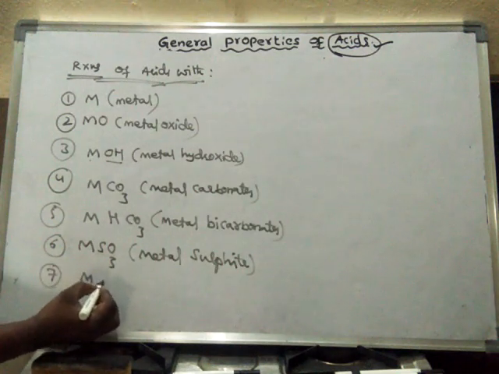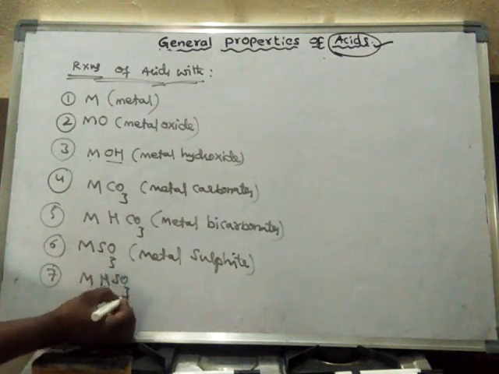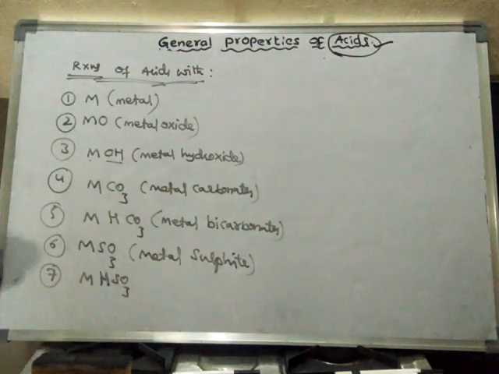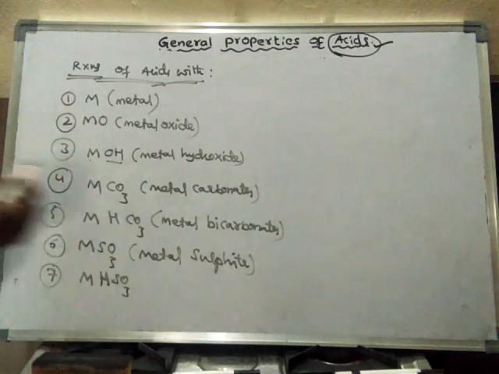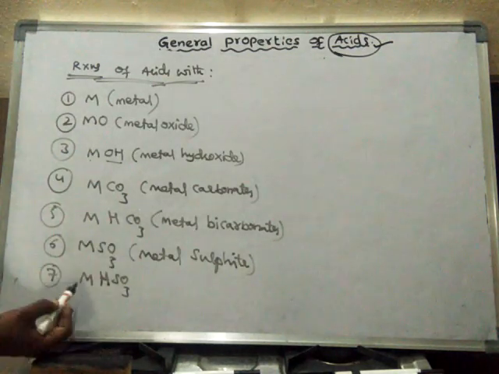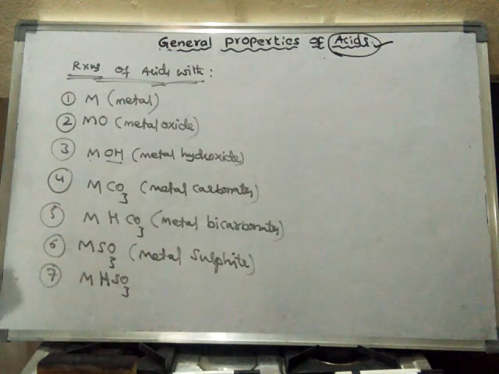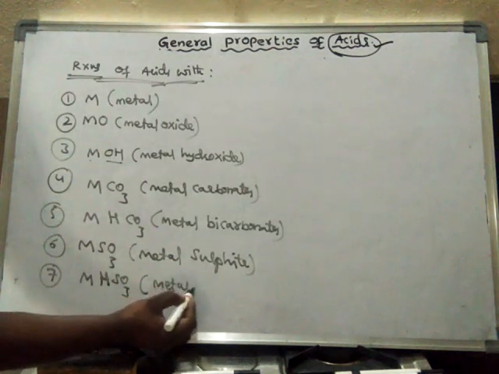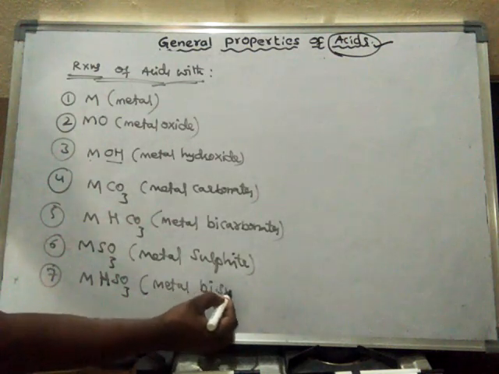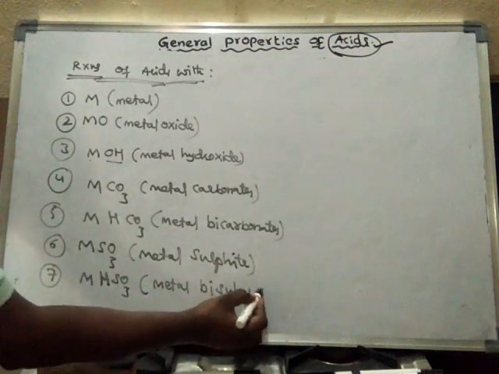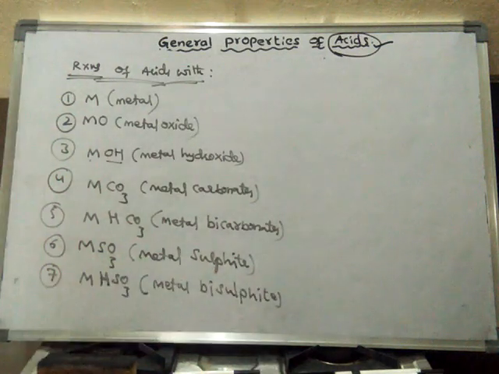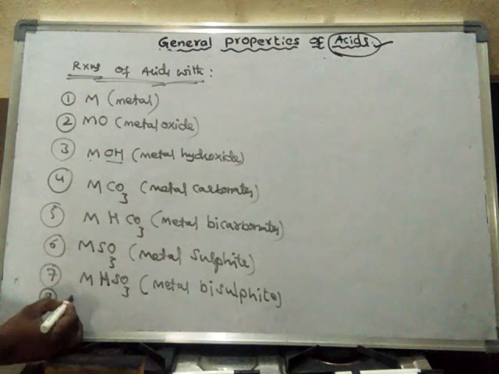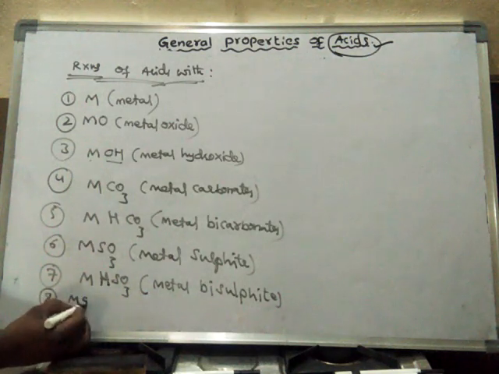Reaction of acid with metal hydrogen sulfite. Here, metal hydrogen carbonate. So metal hydrogen sulfite. Okay. So it is also called as metal bisulfite. Bisulfite. Okay. Next, reaction of acids with metal sulfides.